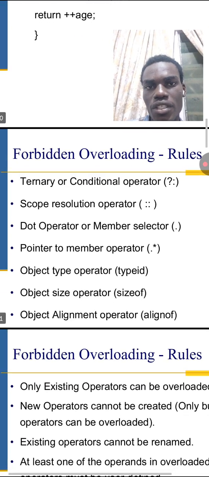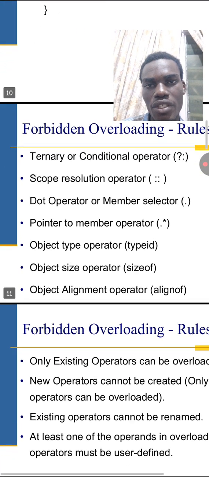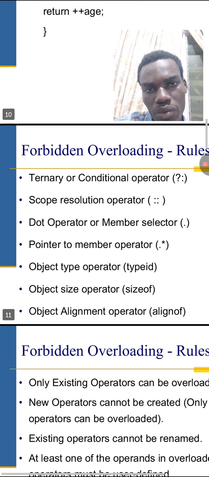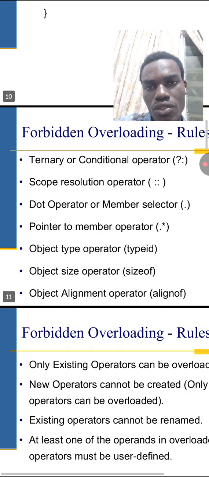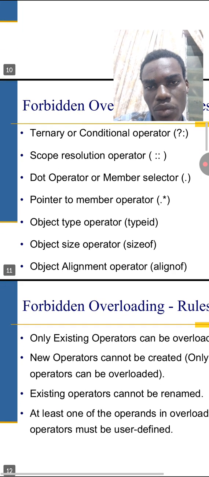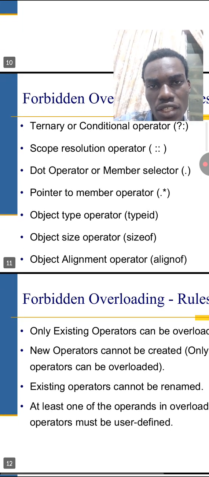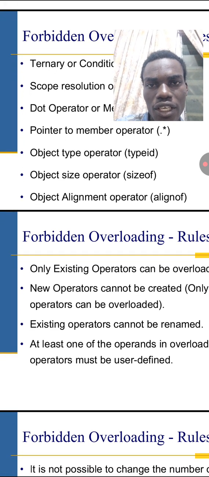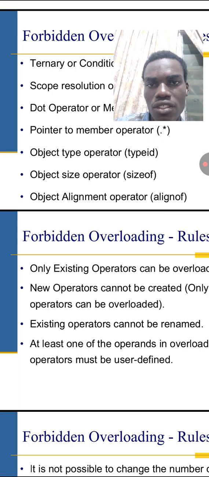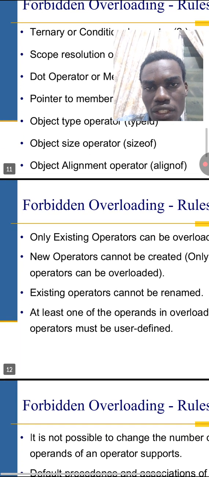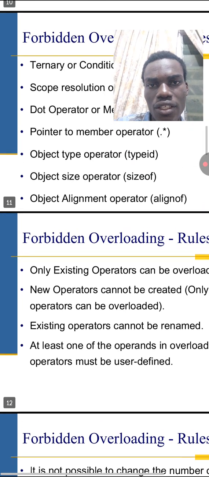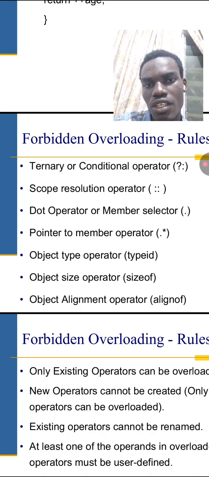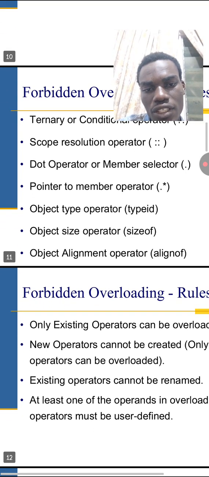There are some forbidden overloading rules which we need to take note of. We have the conditional operator, the scope resolution operator, the dot operator or member selector, the pointer to member operator, the object type operator, and the object size operator. We have the object alignment operator, and here are the symbols which you need to recognize. When you see them, you recognize them.